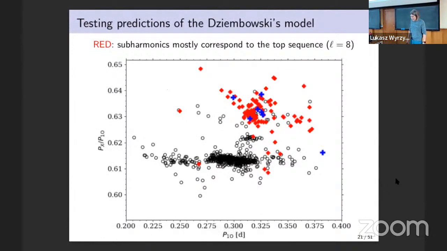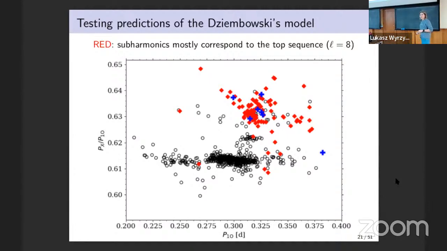And I tested that. In the context of those additional signals and subharmonics, what it means is that we should detect more subharmonics for the signals that fall into the top sequence. That's what is predicted, and this is exactly what we observed. Here on the Petersen diagram, in black I plotted stars in which we do not see subharmonics, and in red those stars in which we do see subharmonics. And indeed, they mostly fall into this top sequence. So this is exactly how it should be if the model is correct.